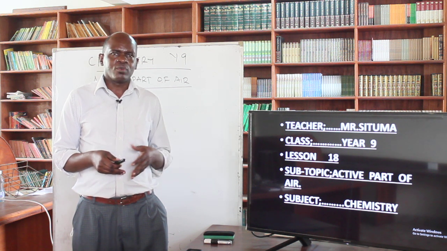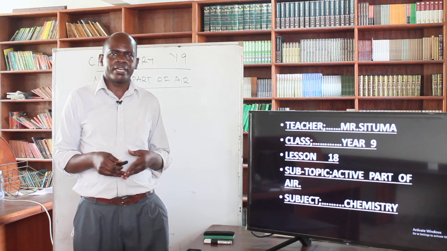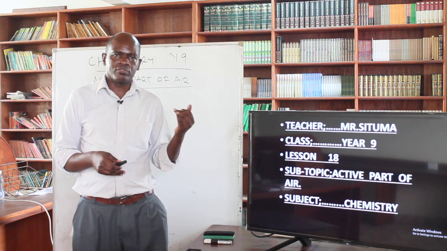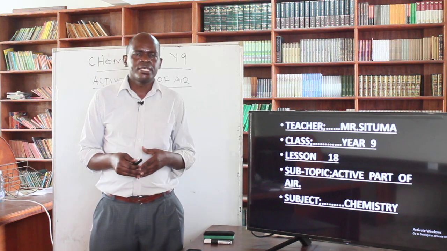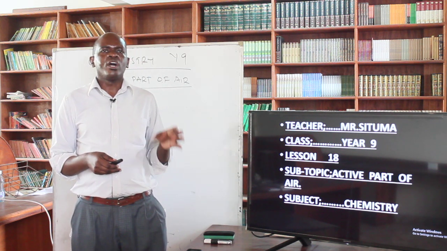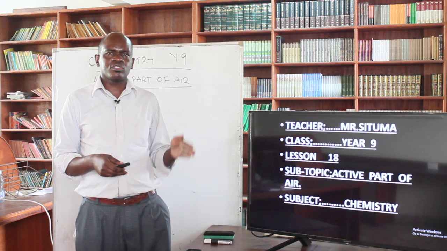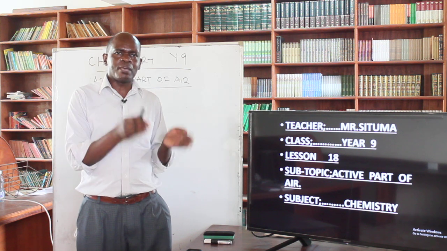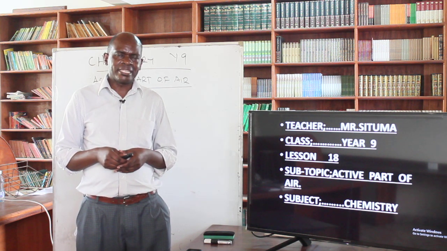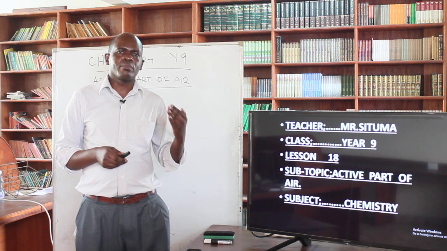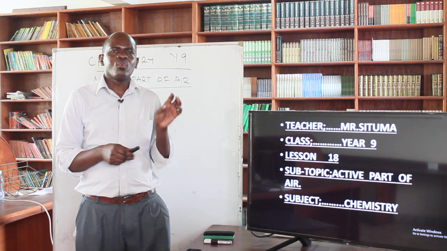Now, from there, we also look at some of the uses of the gases in the atmosphere. We look at the uses of nitrogen, we look at the uses of oxygen, and so on and so forth. And then we also discussed the process of fractional distillation, the separation of the different components of the atmosphere.